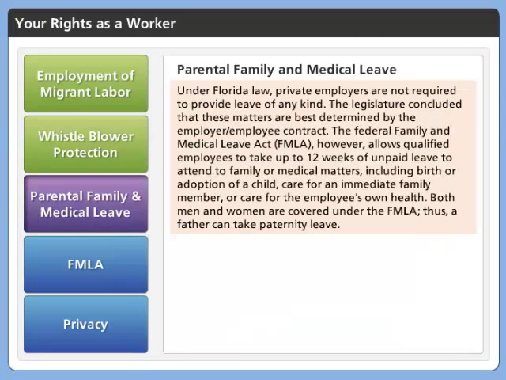Parental, family, and medical leave. Under Florida law, private employers are not required to provide leave of any kind. The legislature concluded that these matters are best determined by the employer/employee contract. The Federal Family and Medical Leave Act, FMLA, however, allows qualified employees to take up to 12 weeks of unpaid leave to attend to family or medical matters, including birth or adoption of a child, care of an immediate family member, or care for the employee's own health. Both men and women are covered under the FMLA, thus a father can take paternity leave.